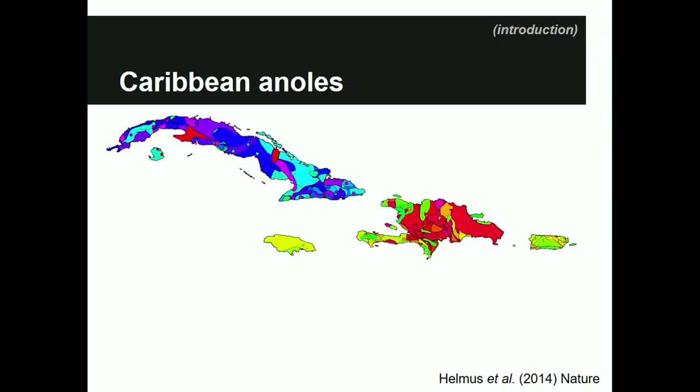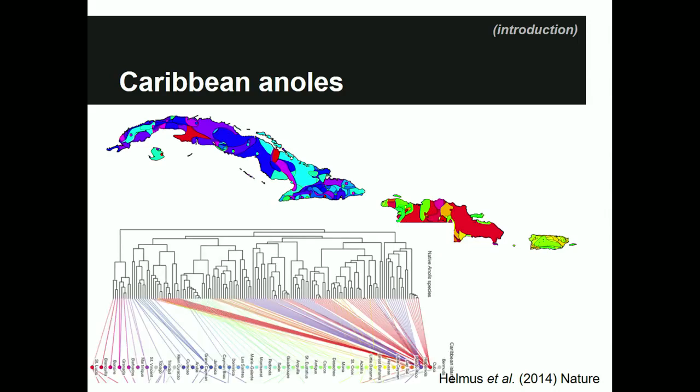I'm also very lucky in that I have a collaborator, Matt Helmers, who has this fantastic data set that he and colleagues, many colleagues, who many of you I'm sure are very aware of, have generated data on the distributions and traits of anoles in the area of the Caribbean. And I've just taken this data here from Matt Helmers' 2014 paper, which is incredible. I definitely suggest you all read it.